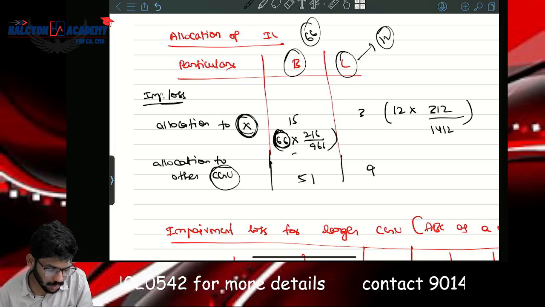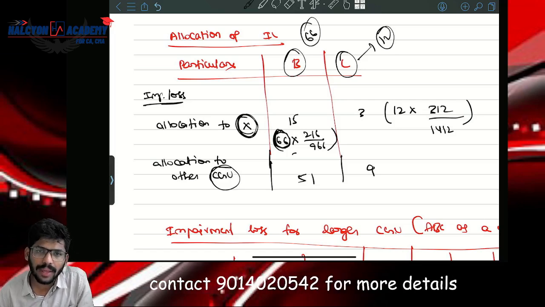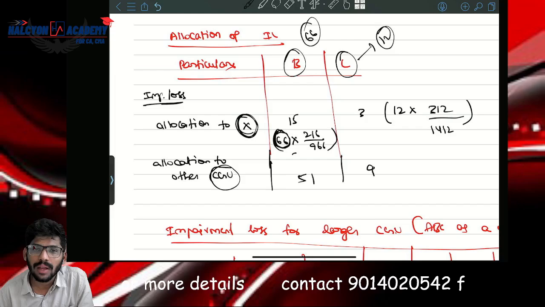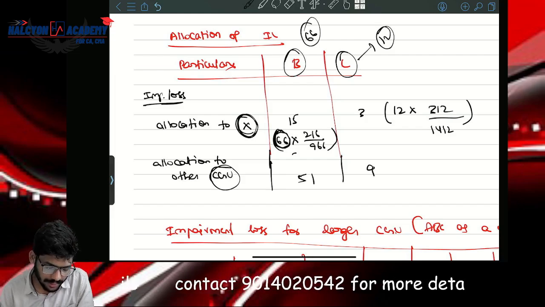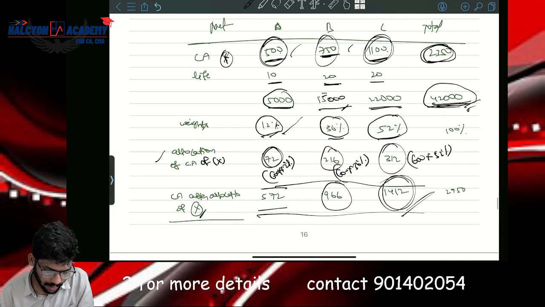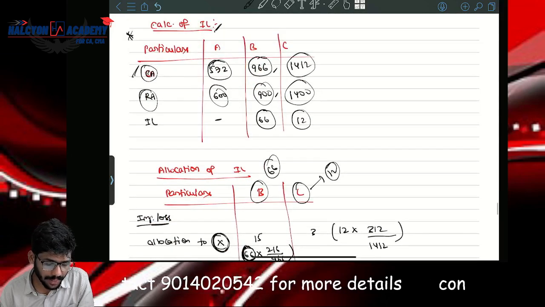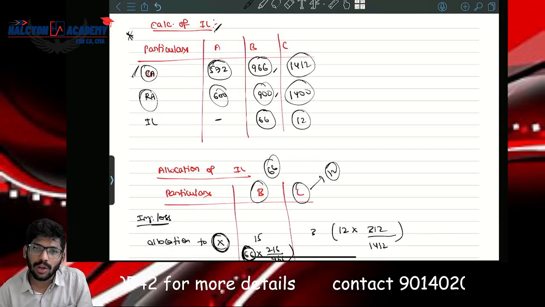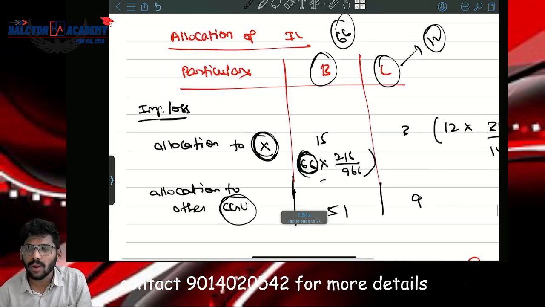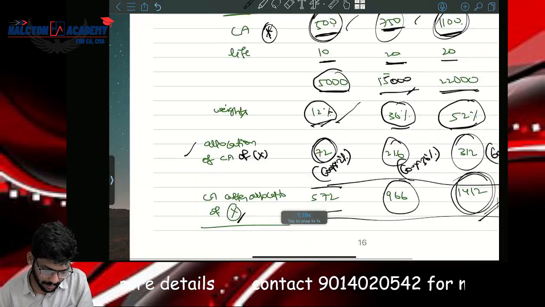Okay. Allocation to other CGUs. In case of CGU B, we got 66 as the impairment loss. Now you have to allocate that 66 to each asset. Each asset means we have only how many assets? B is one asset and the corporate asset is also included in that. So just allocate that impairment loss. On what basis? Same carrying amount basis.